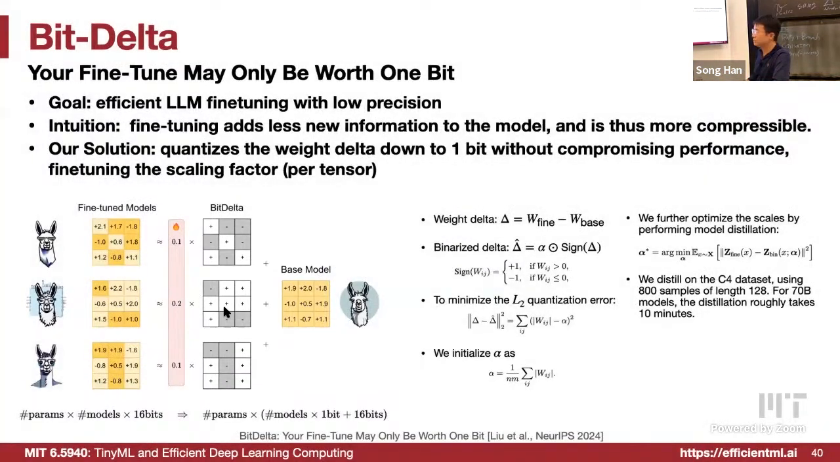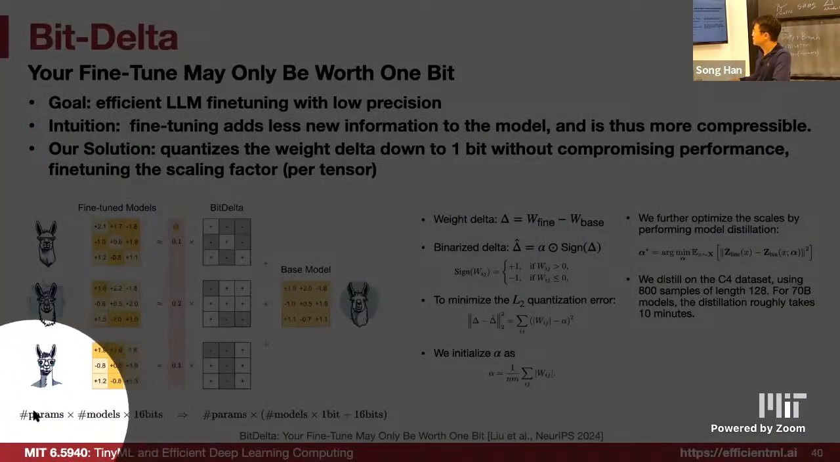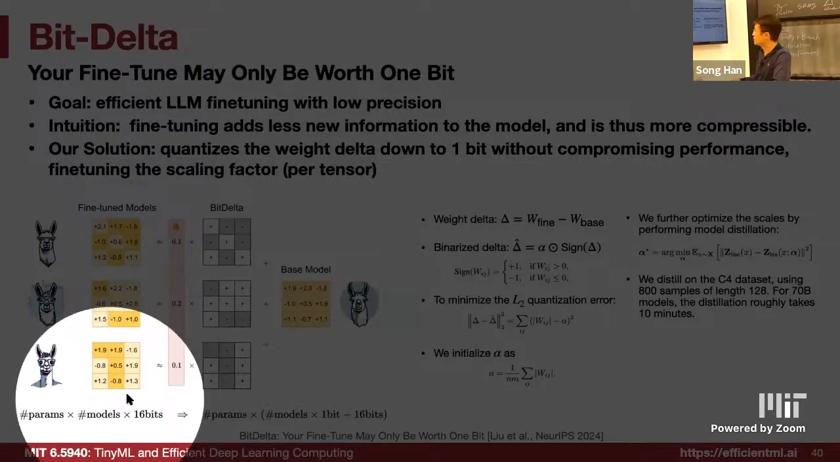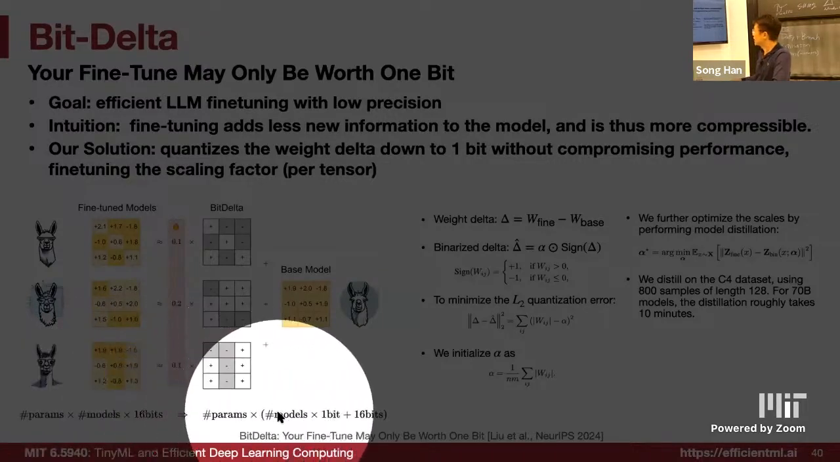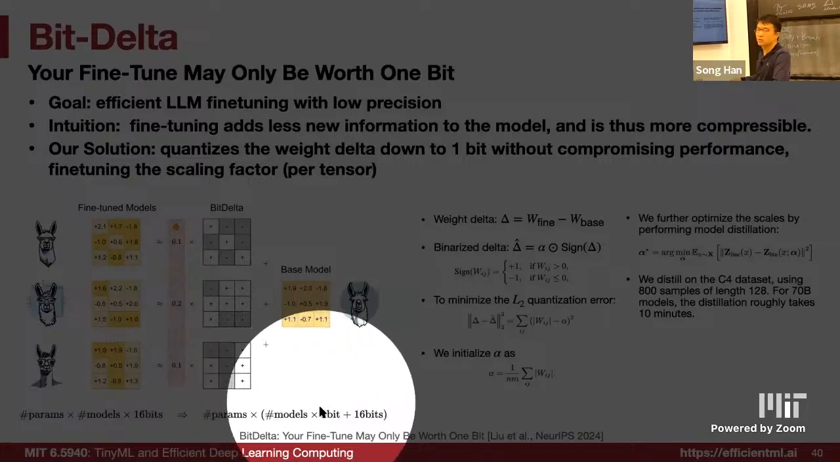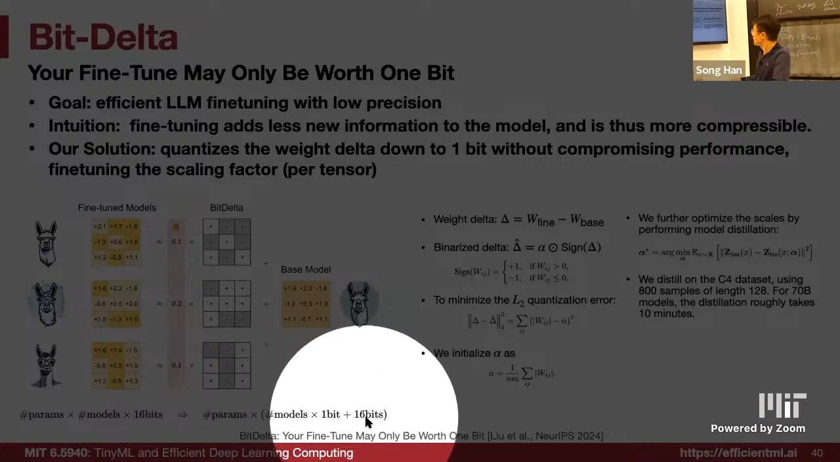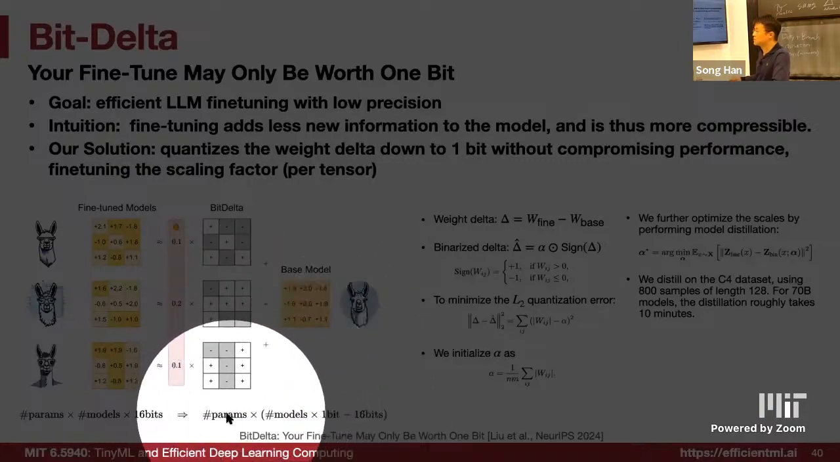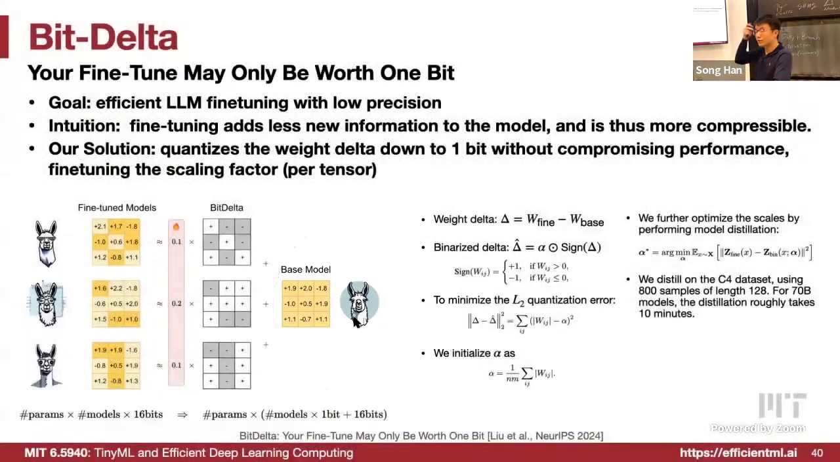So previously, how much storage do we need for n models? Totally we need n parameters times n models times 16 bits of storage. Now we need n parameters times how many models? Only 1 bit per model. So this is the total of the bits, and you need a 16-bit base model, times the number of parameters. So you no longer multiply the base model by the number of models. You have a single base model. You don't need to scale that with the number of models.